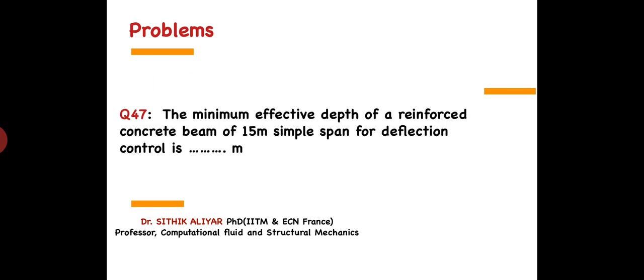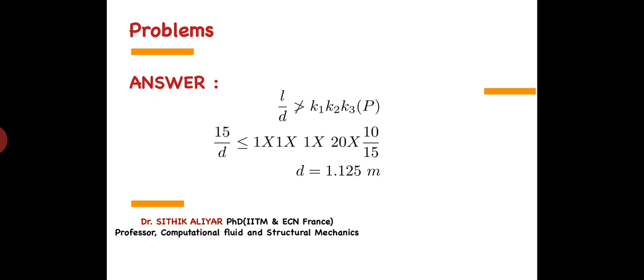So next question: what is the minimum effective depth of a reinforced concrete beam of 15 meter span? The span is very high; initially it was 4 meter, now it's 15 meter span. So again, L by D should not be greater than K1, K2, K3 into P. So L, I am taking it in meters itself. So 15 by D should be lesser than or equal to K1, K2, K3, which they didn't give, so 1 into 1 into 1.